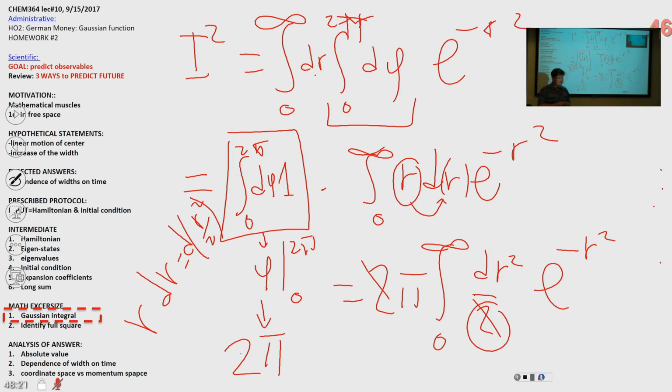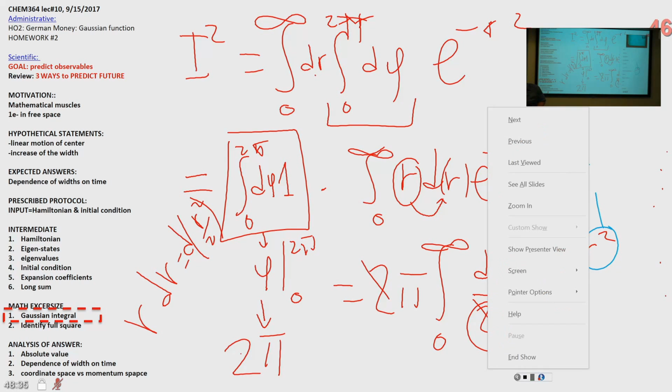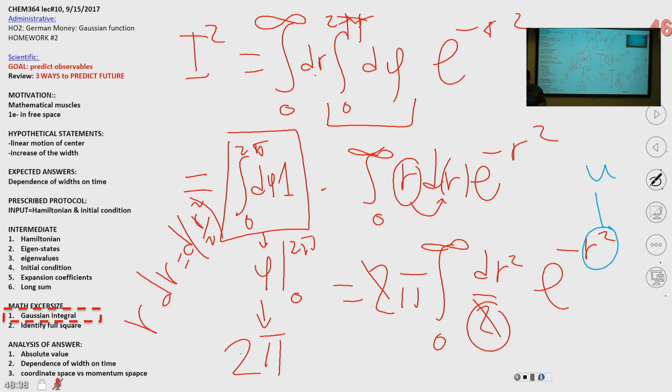I don't like r squared. It's too complicated for me. Can I replace the symbol r squared with the letter u as a new variable? No one forbids. So then it will be the integral, with pi upfront, from 0 to infinity du times e to the minus u. I want to solve problems only on this level of complexity. I don't want to do anything more complex.